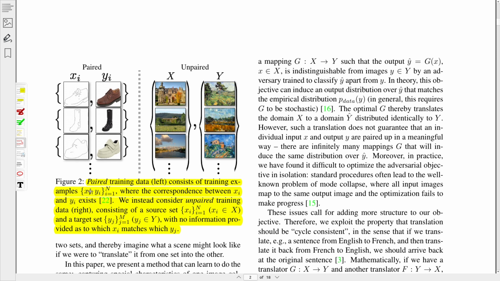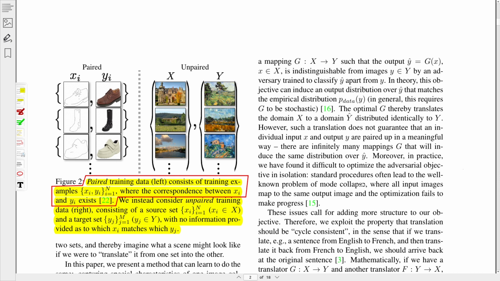And what do I mean by the word paired? That's very well written here, this point. Paired training data, which is the left dataset, consists of training examples Xi, Yi, where i ranges from 1 up to n, and the correspondence between Xi and Yi exists. That's what is called paired. But in CycleGAN, there is no correspondence. That is, I don't know which Xi is mapped to which Yi.